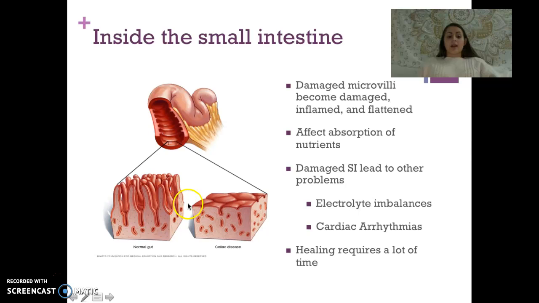If we look at the schematic, on the left there is a normal gut with the microvilli. They're nice and long, tall, and finger-like. And then with celiac disease, they flatten, they lose that surface area, which affects the absorption of nutrients in the body, which is the primary detrimental effect of celiac disease.